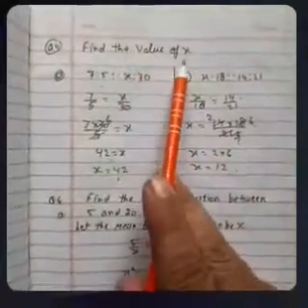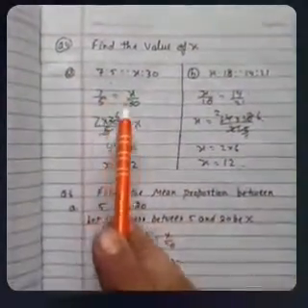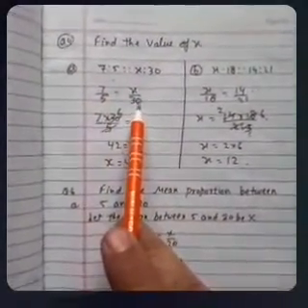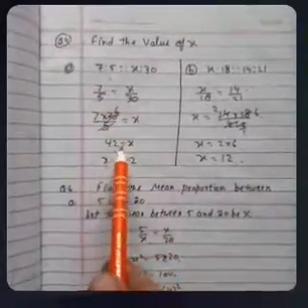Question 4. Find the value of x. 7 ratio 5 is equal to x upon 30. 30 goes to the numerator. 5 sixes are 30, 7 sixes are 42. The answer is 42.